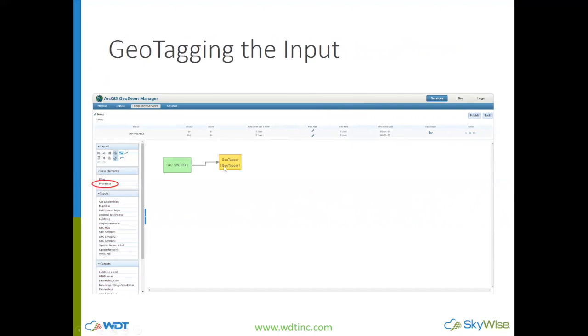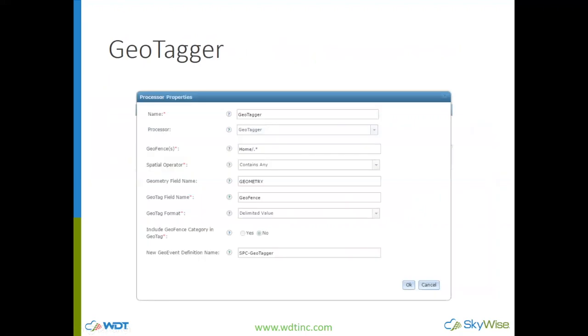The one thing to note is that I took my screenshots at the wrong time, so it doesn't come up with the name GeoTagger in here. You have to double click on there, and when you do, you get a dialog box for the processor, and you choose the GeoTagger dropdown. And we're going to select the geofence that we want, and this little syntax says use all of the points in this particular feature service called home that we already connected to as one of our geofences. Then we're going to use the spatial operator contains any. So we want any SPC polygons that contain any of our homes.